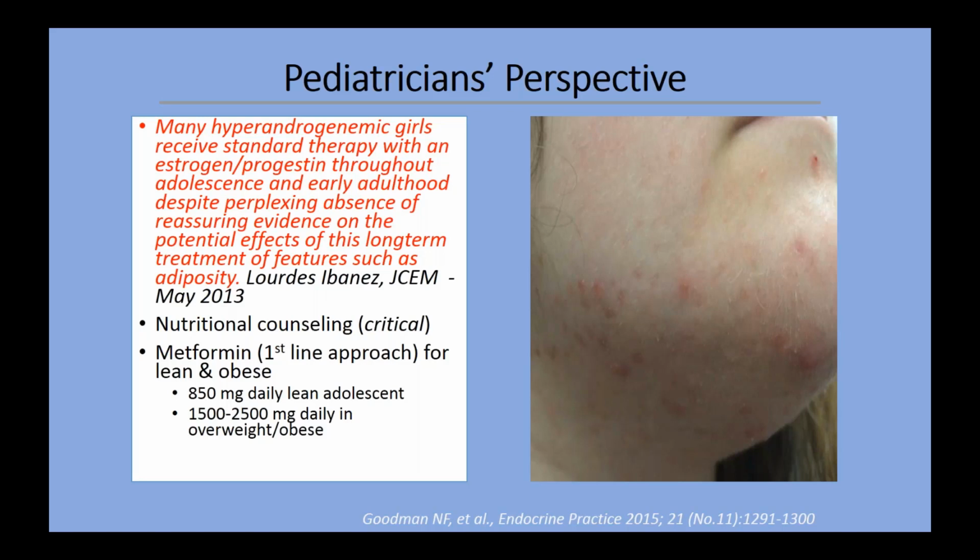So for this particular patient, really, from a pediatric perspective, even nutritional counseling is critical. Metformin is the first-line approach, and from a pediatric perspective, not just for the obese, but also for the lean population. And here's a reference that I would encourage you to review.